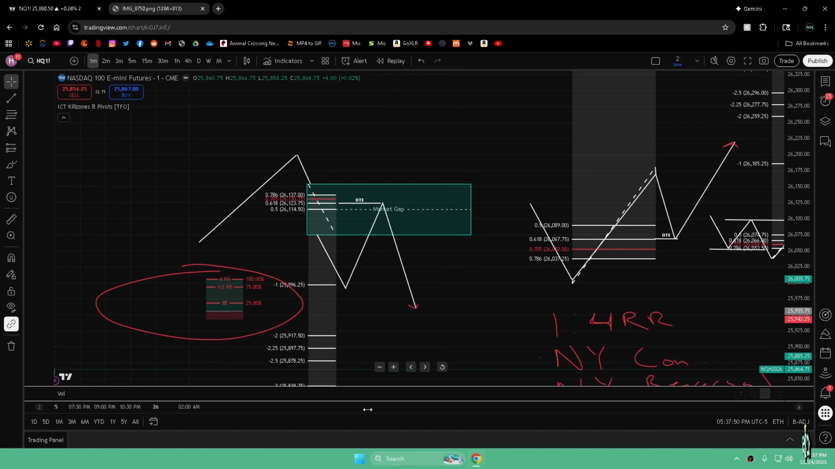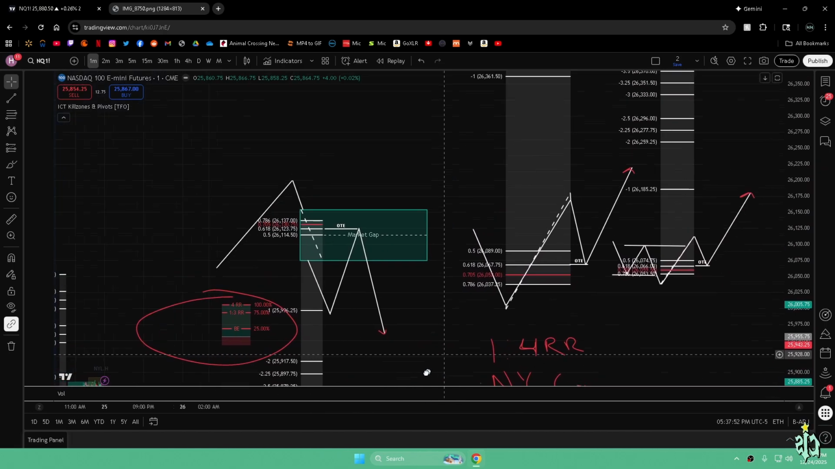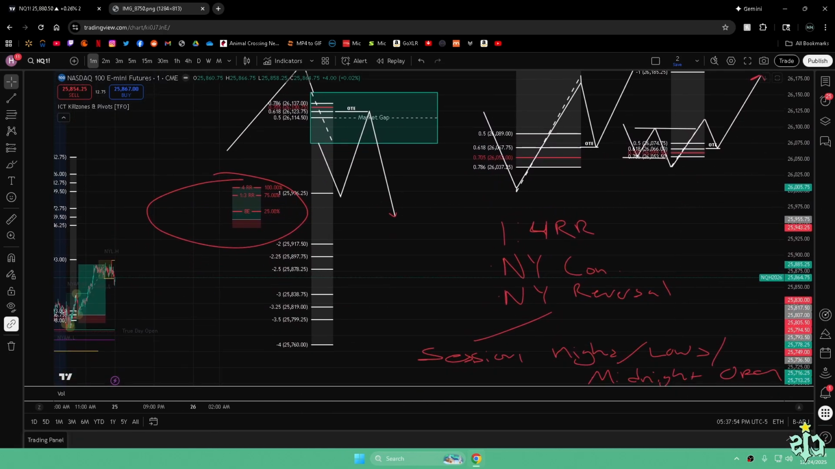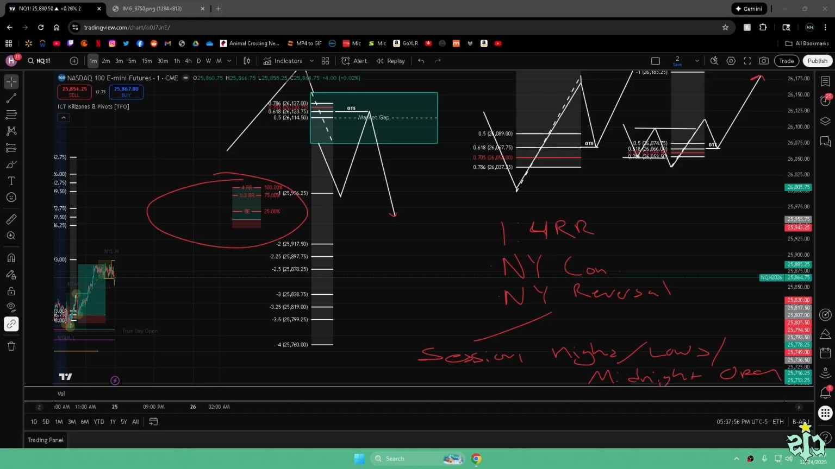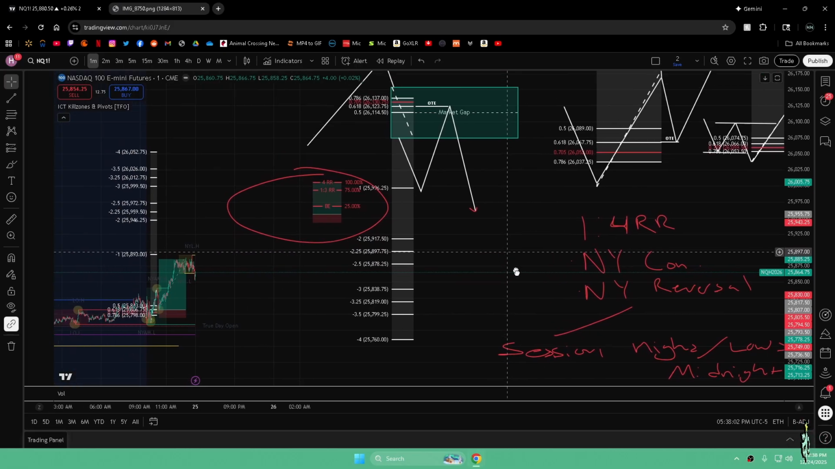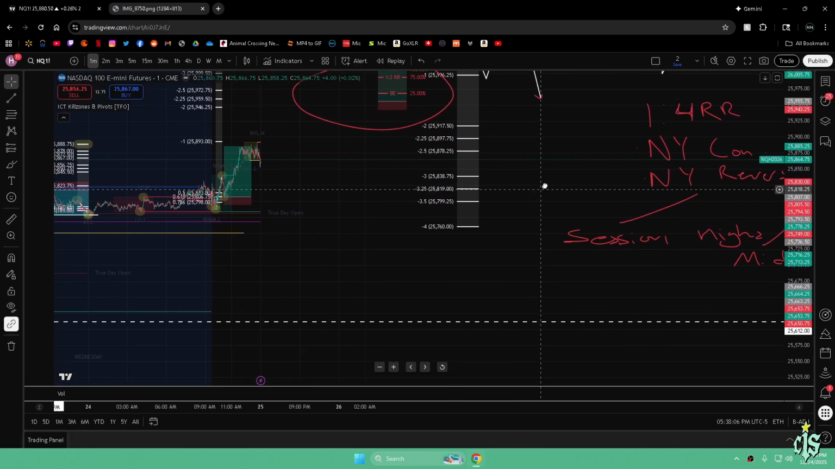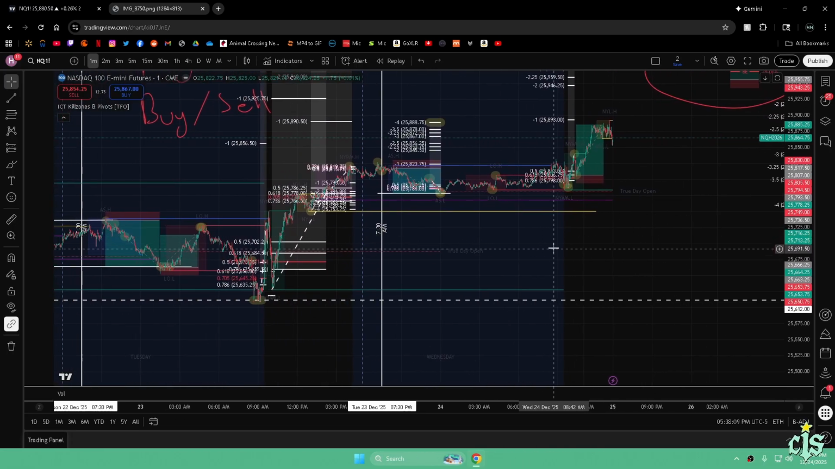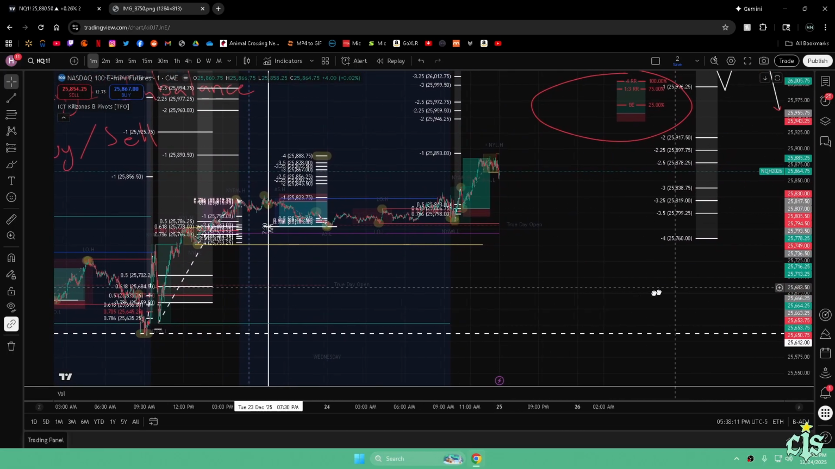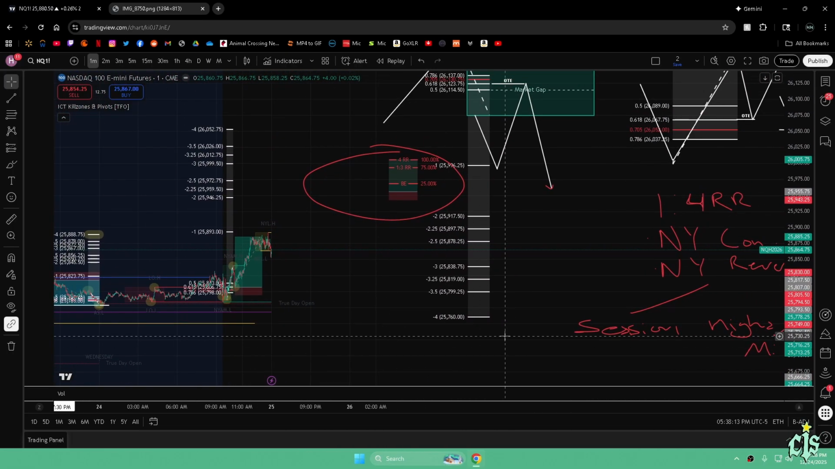Any more questions? Nope, I think that's it. None of this includes standard deviations, SMTs, or even looking at any other charts. It's just straight on one chart.